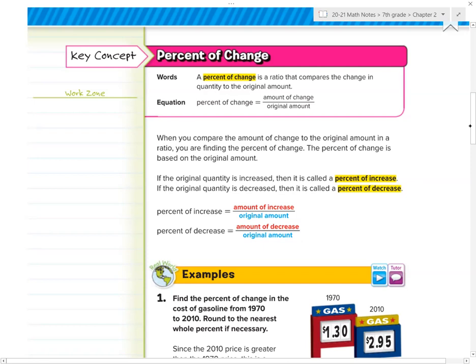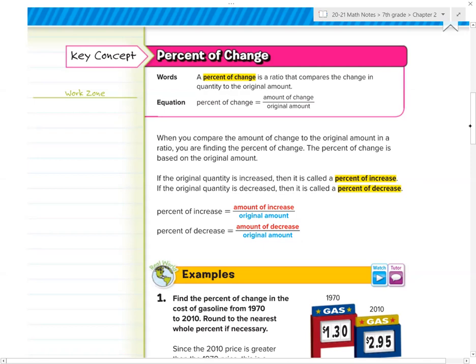For this one, the percentage change is a ratio that compares the change of quantity to the original amount. So you have the amount of change, which is a difference, which is subtraction, over the original amount. When you compare the amount of change to the original amount in a ratio, you are finding the percentage of change. The percent of change is based on the original amount. That's the big thing, the original amount in the denominator. If the original quantity increases, then it is called the percent of increase.